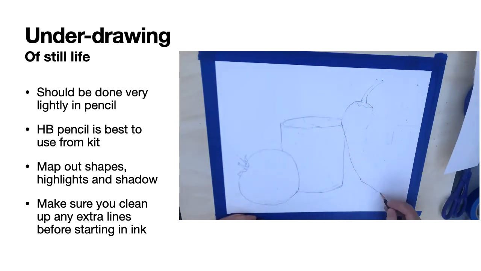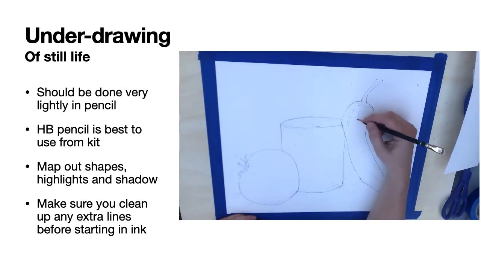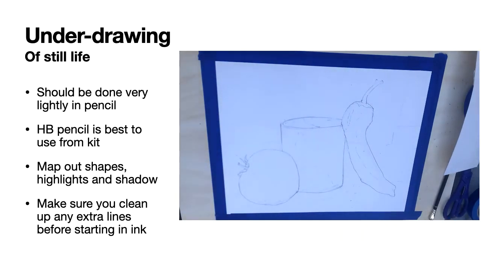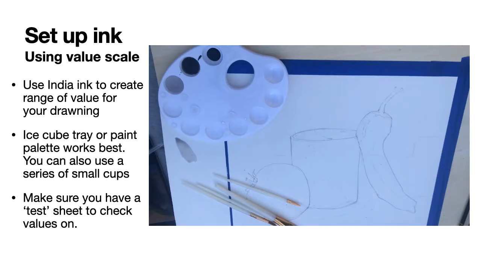It's important to map out the highlights as well because you're going to need to leave those areas white. Once you put down the ink, there's no erasing. Also make sure that you clean up any extra lines before starting in the ink. You can't really erase out the pencil once you have the ink down, so you want to erase out any mistakes or little accidents that you might have had.